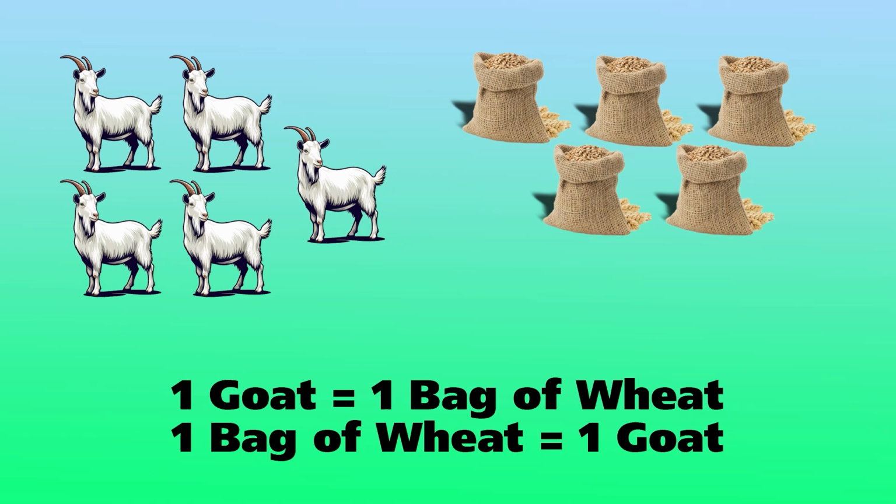Now we're going to have a second barter-based toy economy. But this time, instead of coins and gemstones, we're going to use goats and bags of wheat. And in our economy, we're going to have 5 goats and 5 bags of wheat. Each bag of wheat is worth 1 goat, and 1 goat is worth a bag of wheat. And people can trade a bag of wheat for a goat, or a goat for a bag of wheat.